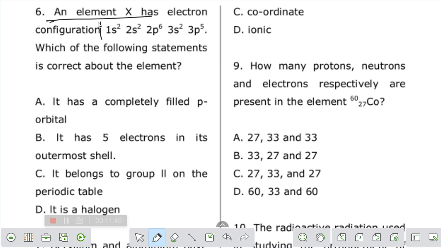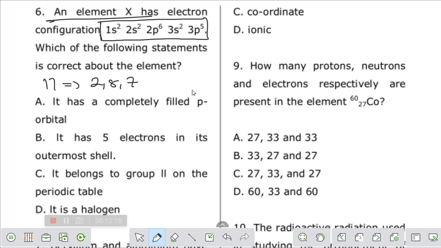Now, whenever you have questions like this, I think I taught you a logic for doing this. I want you to express it in the form 2, 8, something. So how do you express it? Add all the numbers on top. 2 plus 2 is 4, plus 2 plus 6 that's 10, plus 2 that is 12, plus 5. So the atomic number of this element is 17. If you want to write the electron configuration, it will be 2, 8, 7.